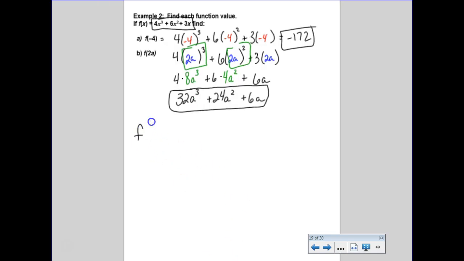There's one on your homework where they want you to do a plus 2. So when you see this, you should get a little bit sad, because look what we have to do. For a plus 2 to the 3rd power plus 6 times a plus 2 squared plus 3 times a plus 2.